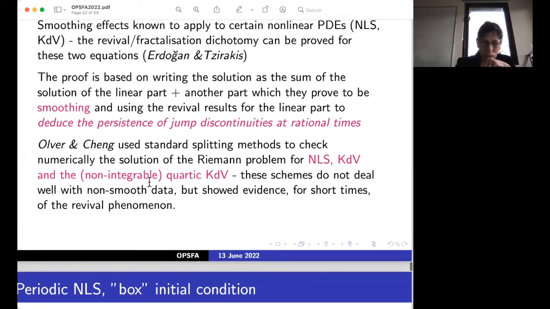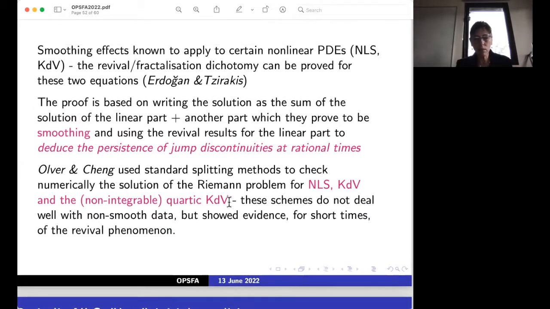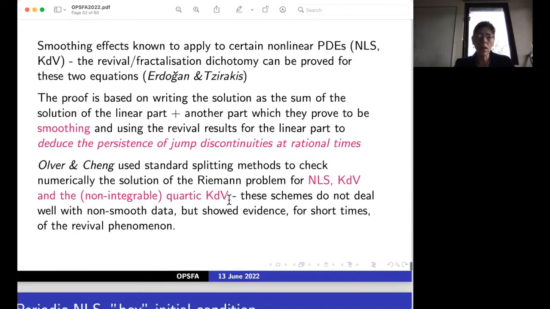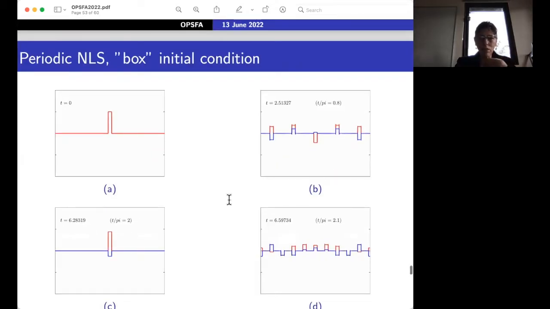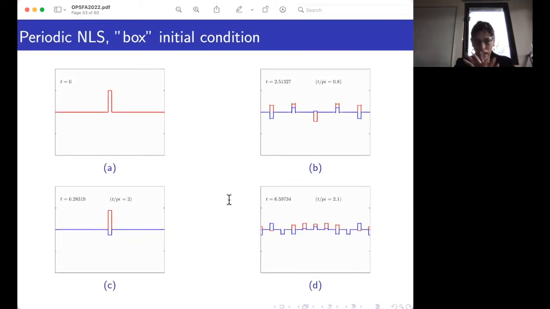It was difficult to believe these numerics because it's very hard to do nonlinear numerics with discontinuities. The normal splitting methods and so on, or spectral methods, do not behave well when there are non-smooth initial conditions. They break down very quickly. So these were only numerics for very short times. And what happened is there are now very recent numerical schemes that can deal with this. And so one can plot what happens also for the nonlinear problem.